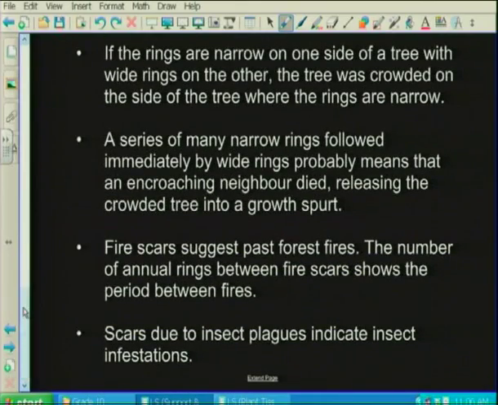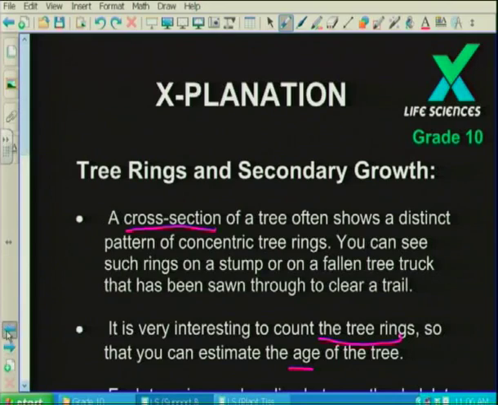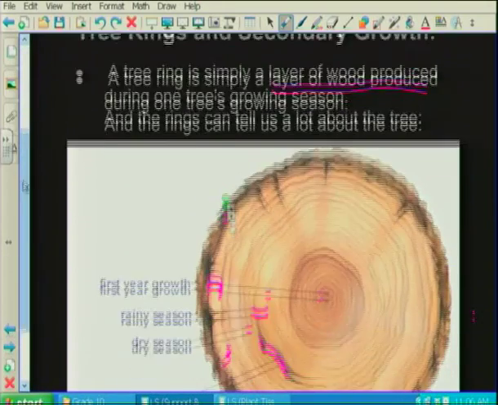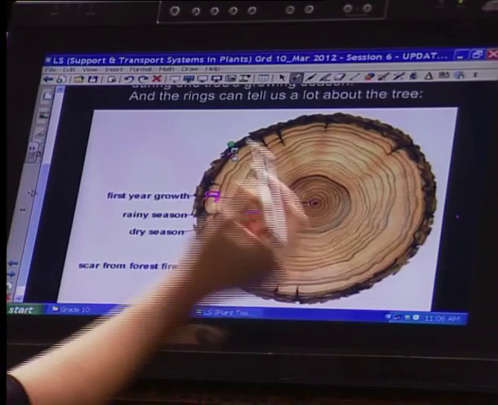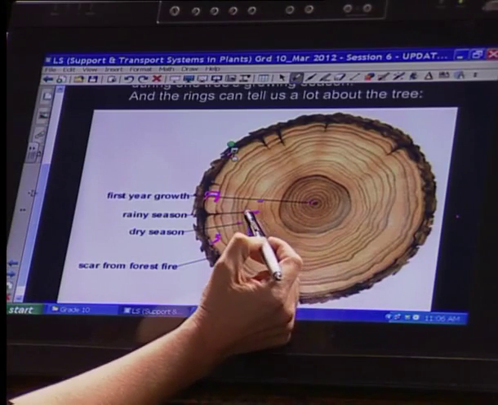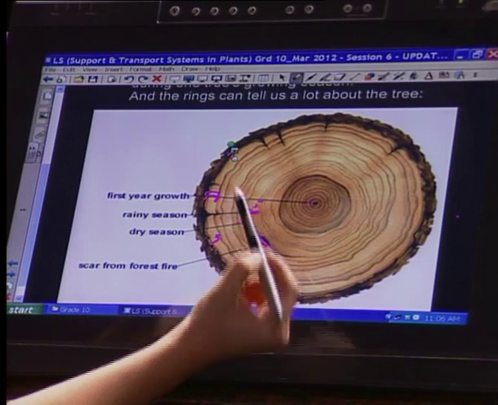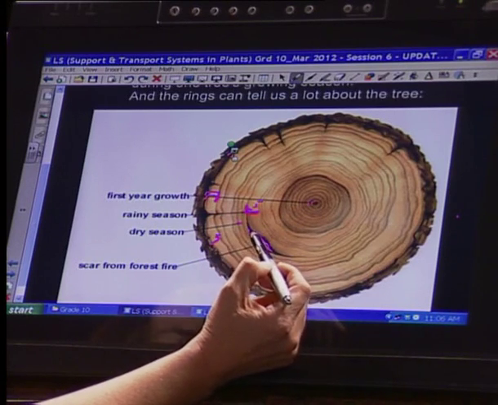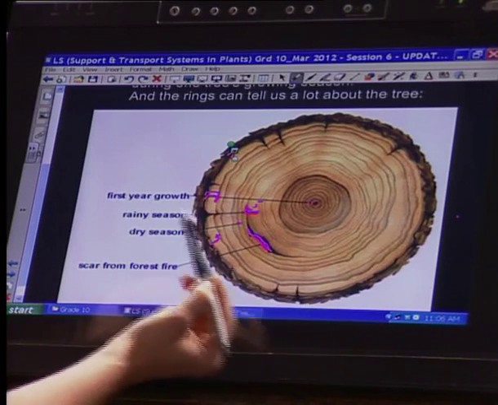This is what I said: many narrow rings, and then suddenly they're removed, and then fire scars, of course, suggest that there was a past forest fire. So you can go back to this diagram again. If we look at this here, we can count the rings and see how old the tree is. And then we can see, okay, this was a very good year. It was very broad, so there was lots of rainfall here. And then here you can see that when the tree was this old, there was a forest fire.